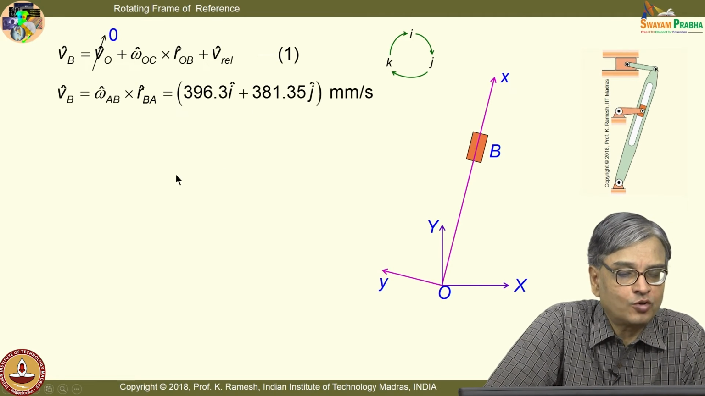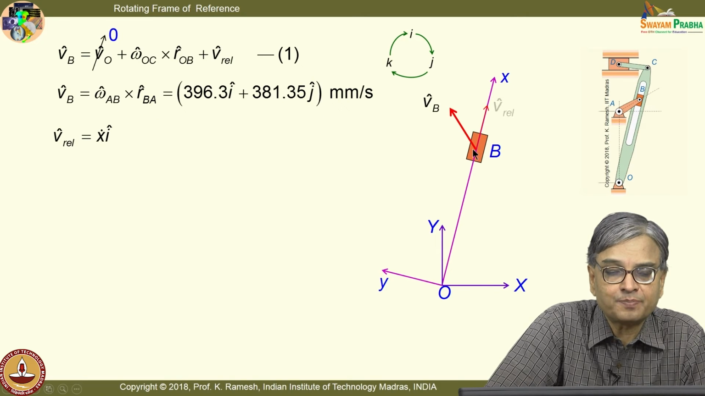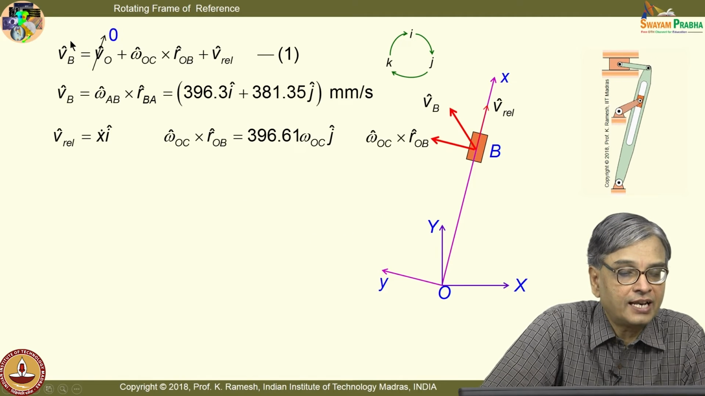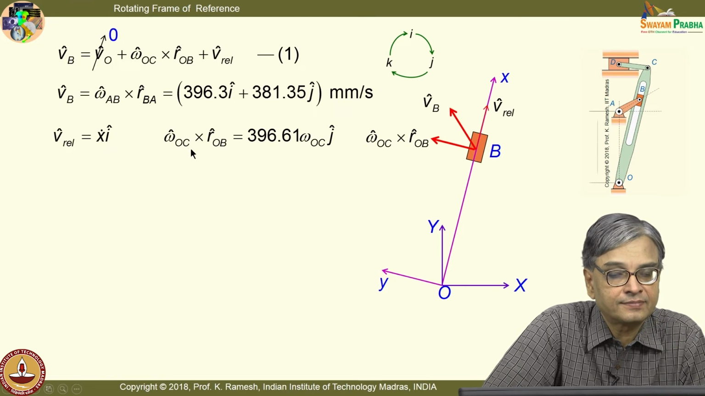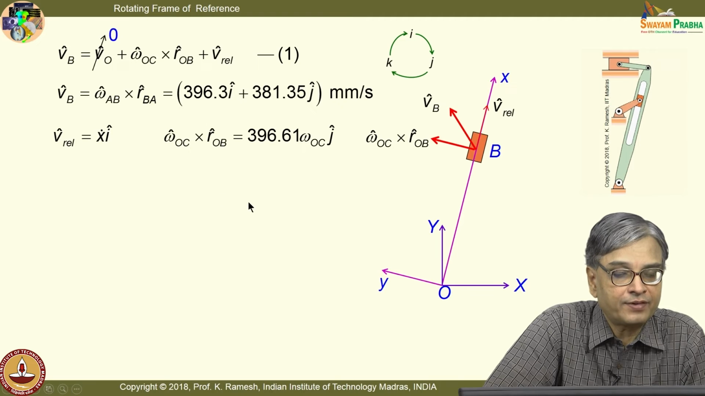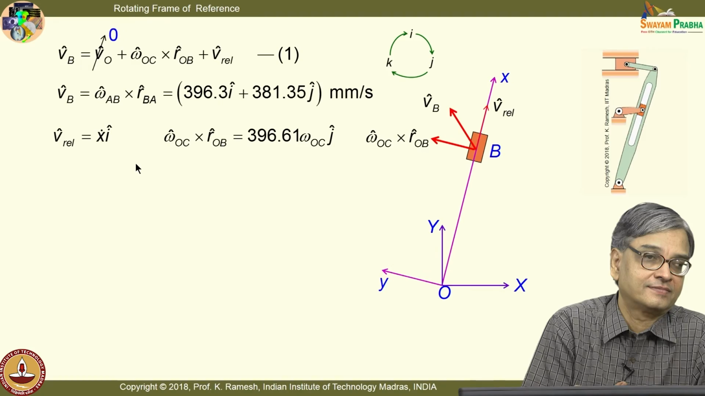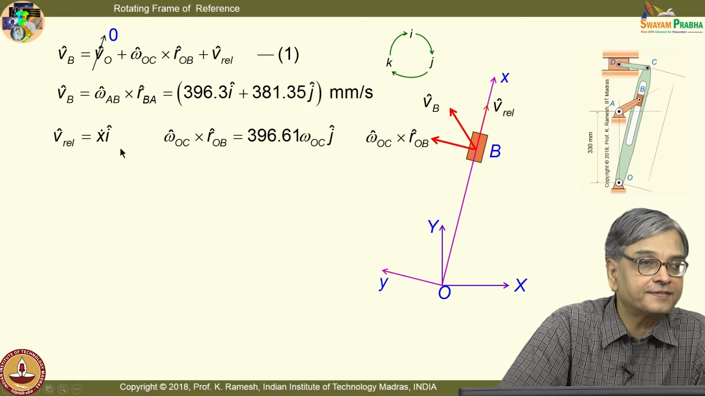And write each one of these quantities. VB is nothing but omega AB cross RAB. You should recognize that this is part of the crank. So, I get the absolute velocity directly. So, here the left hand side is known. I do not know what is the angular velocity. That is what I am supposed to calculate from this. And then your VREL is nothing but x dot i. So, this is the convenience. If I attach the rotating frame of reference, then the VREL is very simple to write. It is nothing but x dot i.